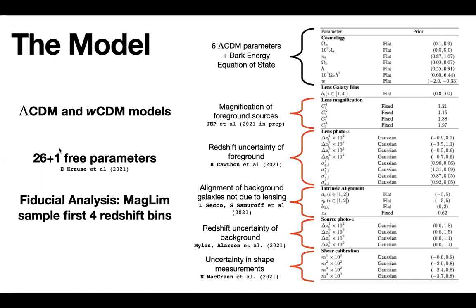This all results in a large multi-dimensional parameter space in which we can constrain our data. We put some tight priors on some of these systematic parameters, and then ultimately the inference that we're doing is trying to constrain just a few of these lambda CDM or wCDM cosmology constraints. In our fiducial analysis, we have 4 lens redshift bins from the magnitude limited sample, but I'll talk about the others a little later.